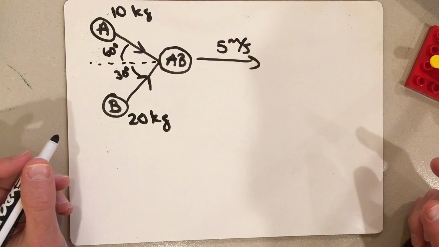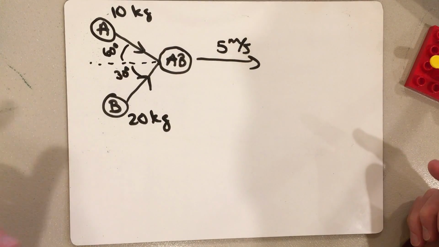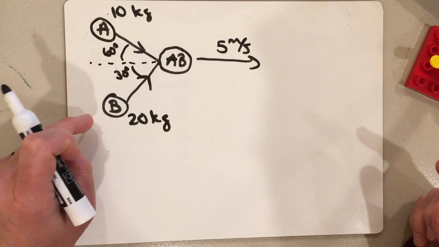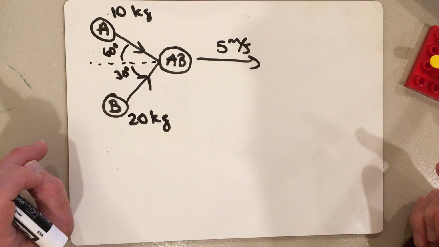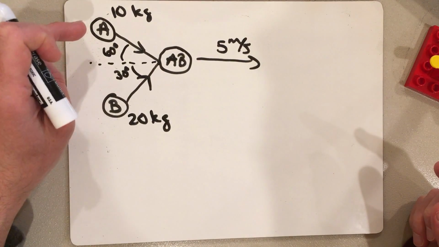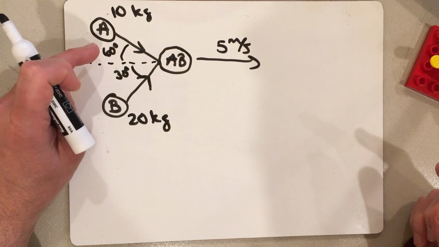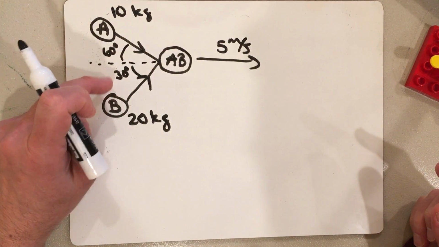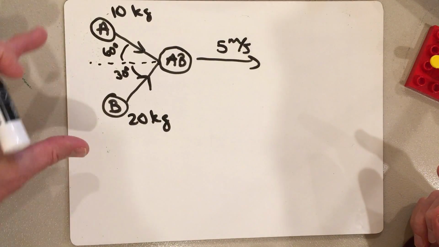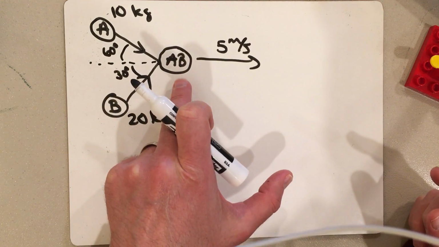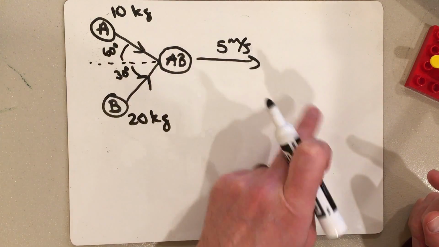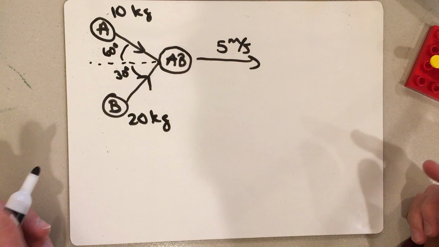Let's look at a two-dimensional collision. Here I have objects A and B. A has a mass of 10 kilograms, B has a mass of 20 kilograms. Their initial velocities are 60 degrees to the horizontal and 30 degrees to the horizontal, respectively. And they're going to collide, and they're going to stick together after the collision and be moving to the right at 5 meters per second.